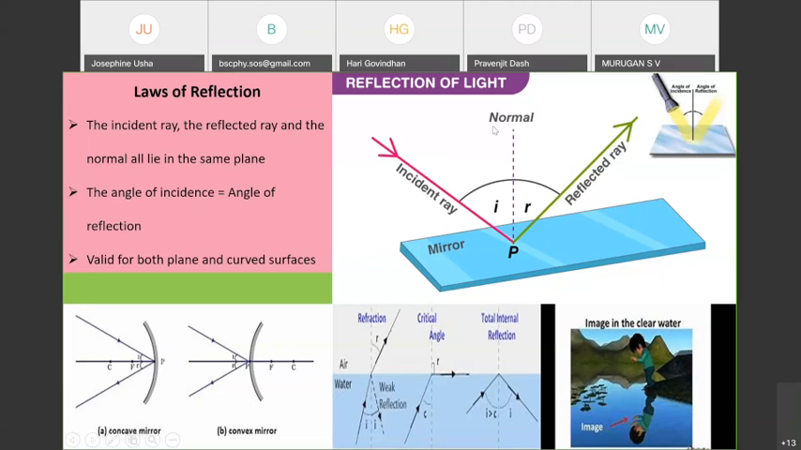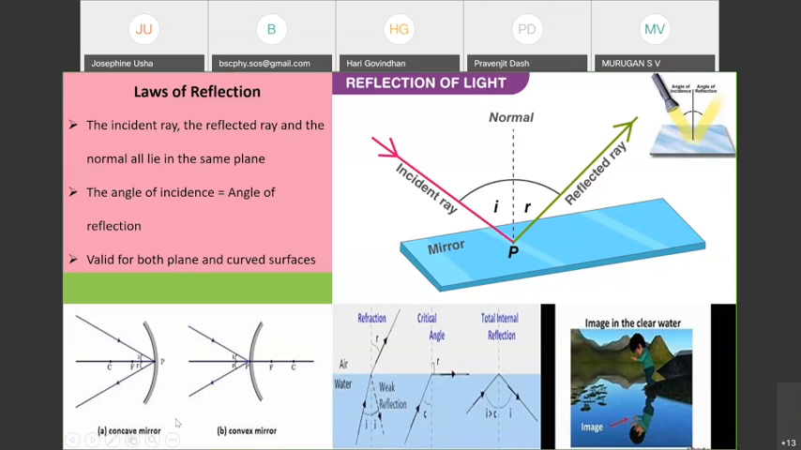All three lie in the same plane, right? And this is valid for both plane and curved surfaces. Here I have just used a plane surface, right? Suppose instead of this plane, if I use a curved mirror, the law of reflection is applicable there also. So it is valid for both plane and curved surfaces. So this is called reflection of light.